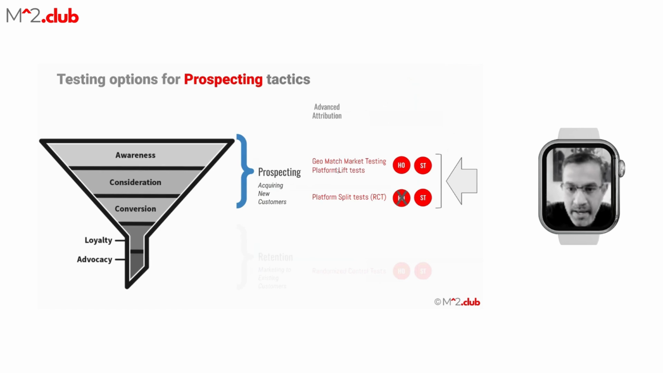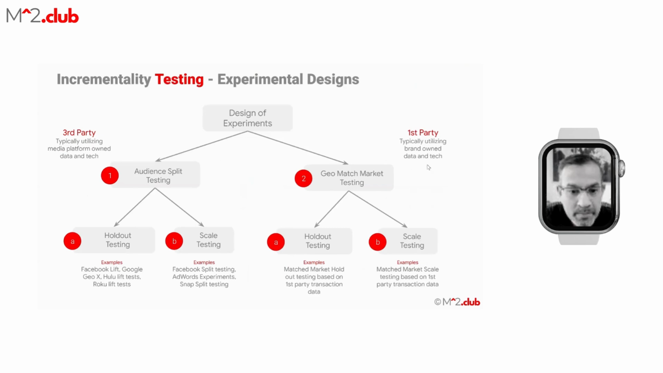So here you can see that you can do both holdout and scale tests with geo. When you do split tests specifically, you can only do scale testing. There's one more line item that's supposed to be called the platform lift test, which we can do both holdout and scale tests. A slightly older version of the slide. I should update that.